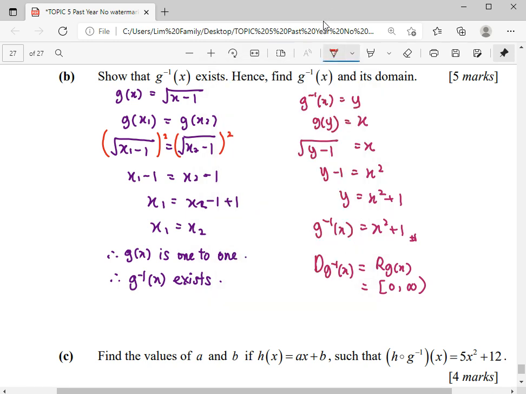Okay, what is our concept here? The first one, our algebraic concept showing this function is 1 to 1. Then we can get G inverse. Then we solve for G inverse, finding its answer. Lastly, we state what is the domain of G inverse by referring to the original function gx.